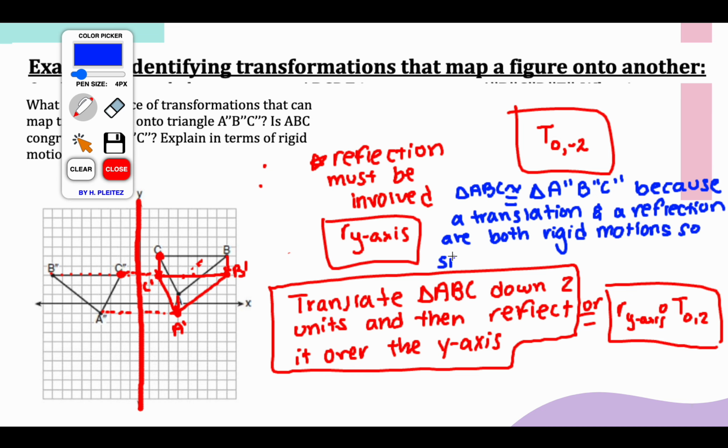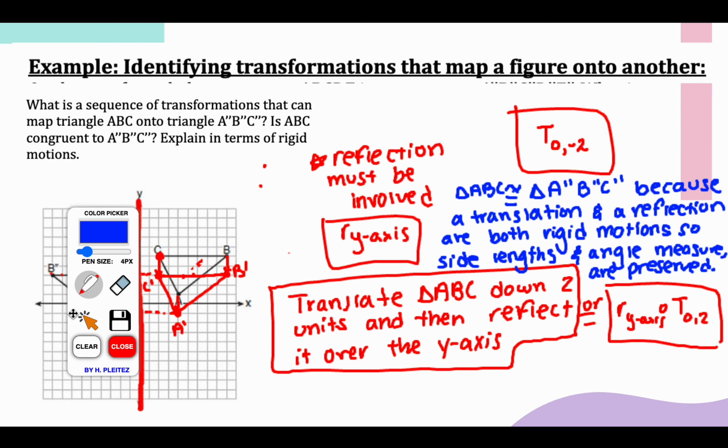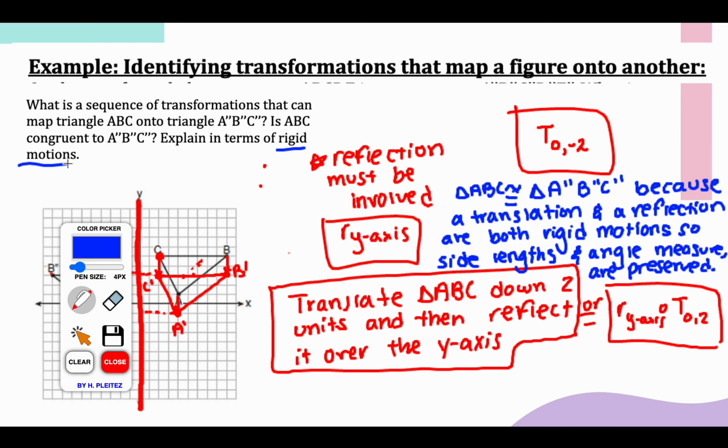So side lengths and angle measures are preserved. And that is a perfect explanation. I would always over-explain instead of under-explaining. If it's saying explain in terms of rigid motions, you need to mention those words, rigid motions, and you can see we did that. After you talk about rigid motions, you should always mention that we're preserving side lengths and angle measures, and you can guarantee your points like that.